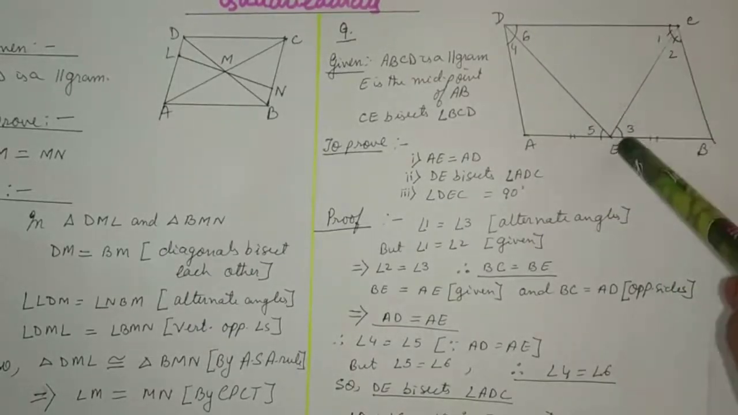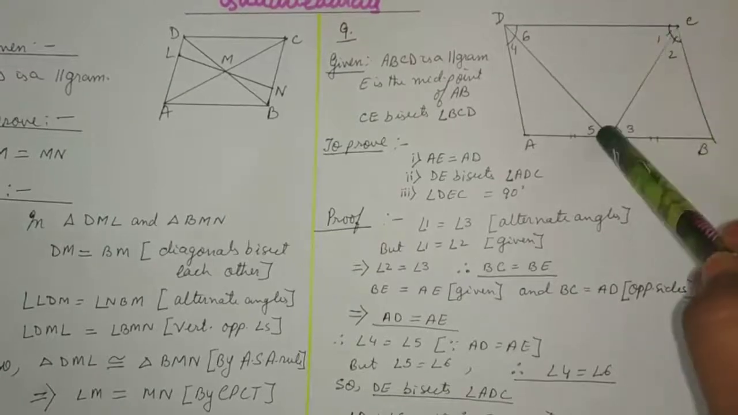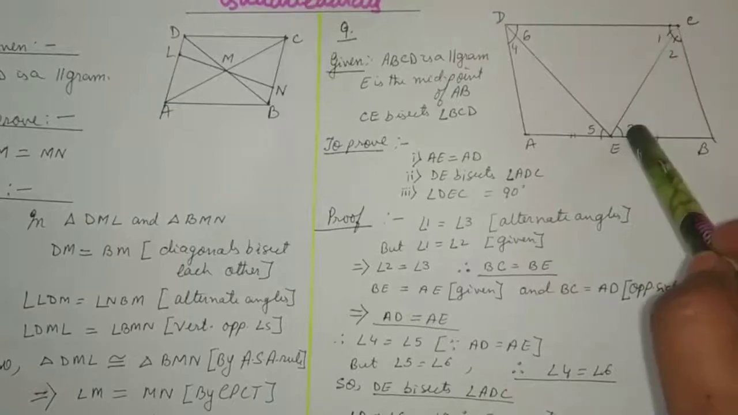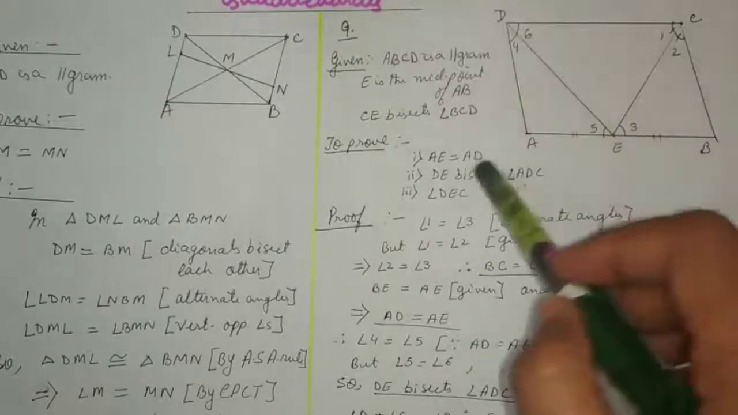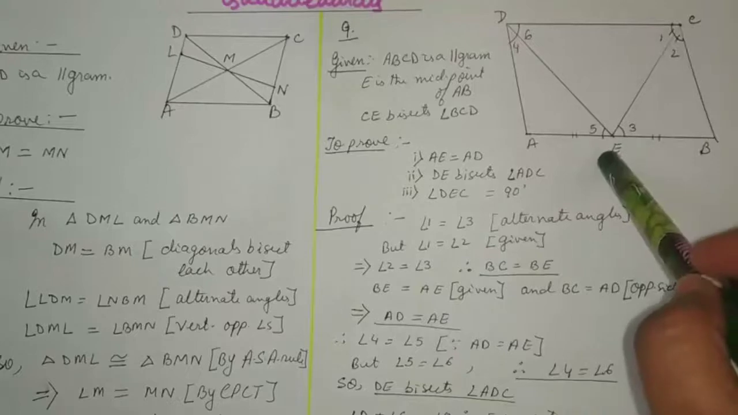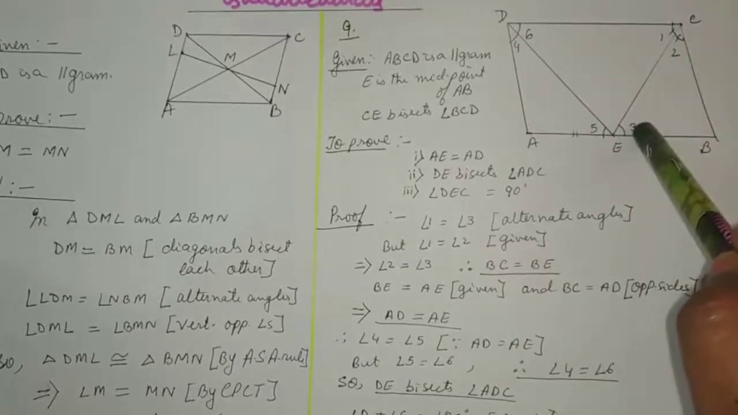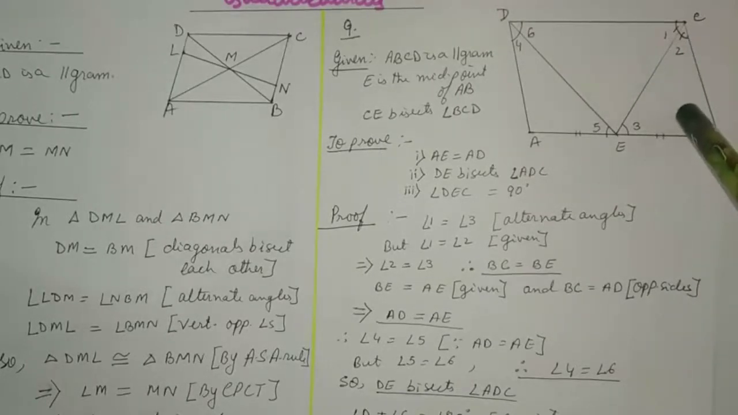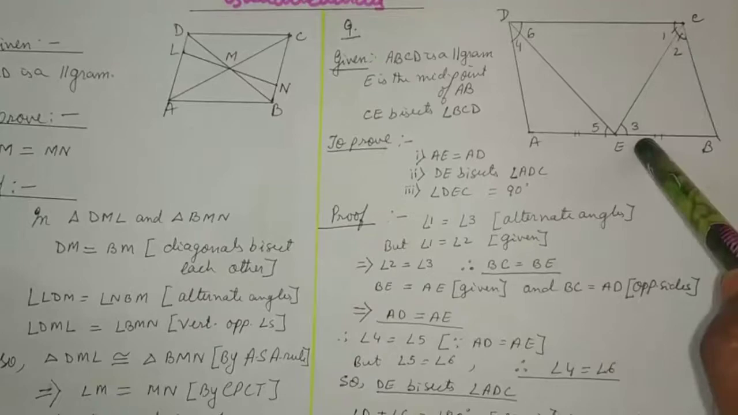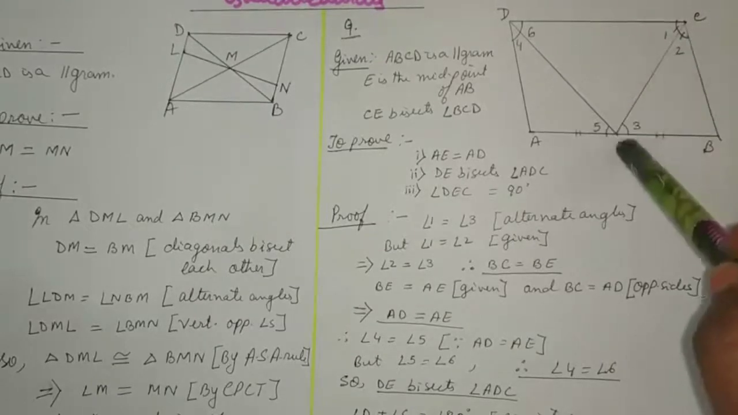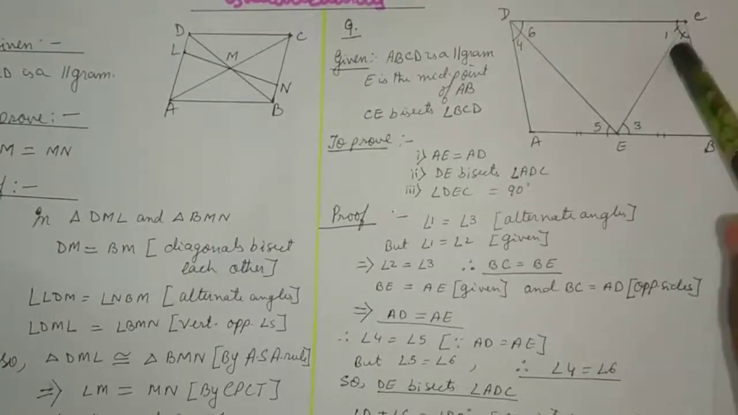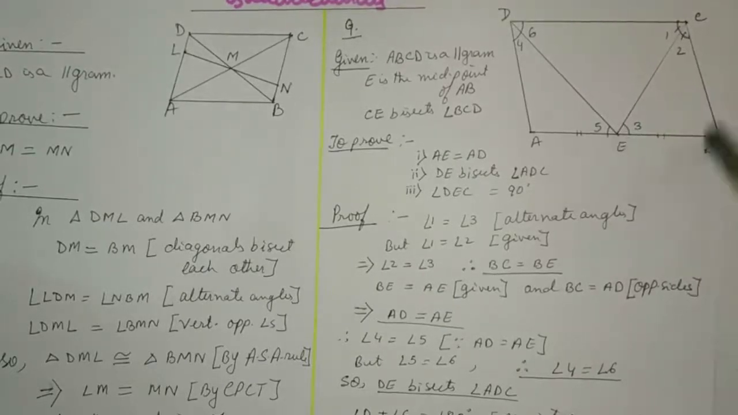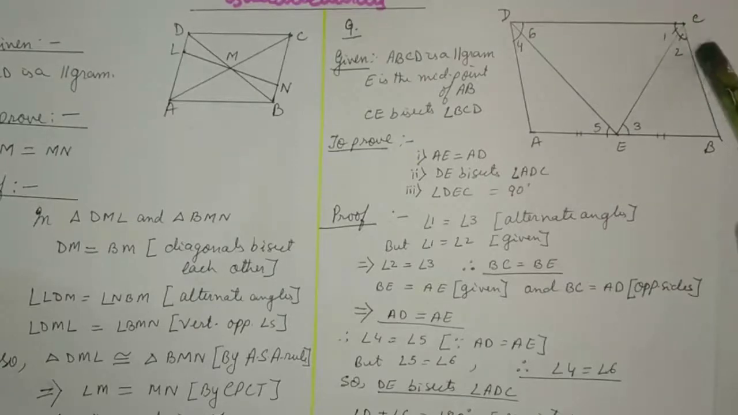Angle 1 is equal to angle 3. How? This is the transversal. These two lines are parallel, so alternate angles. It's a parallelogram, so DC and AB are parallel. CE is a transversal, so 1 is equal to 3. But 1 and 2 are equal, it is already mentioned, so it implies that angle 2 is equal to angle 3. Now in this triangle BCE, if these two angles are equal, it implies that EB is equal to BC.